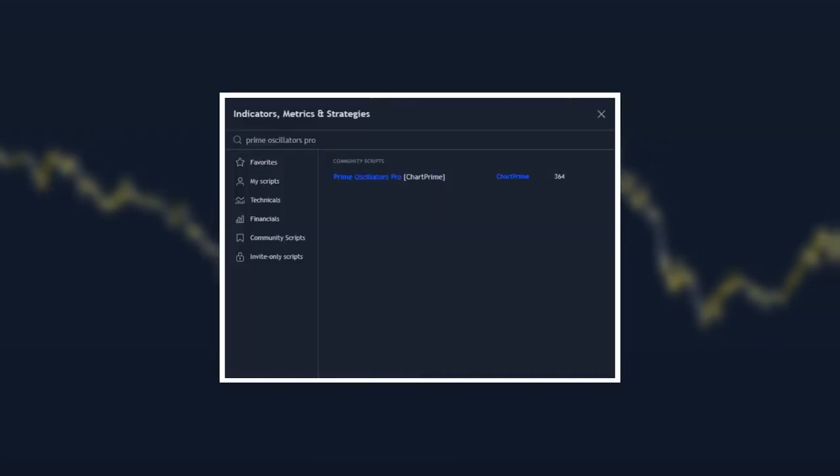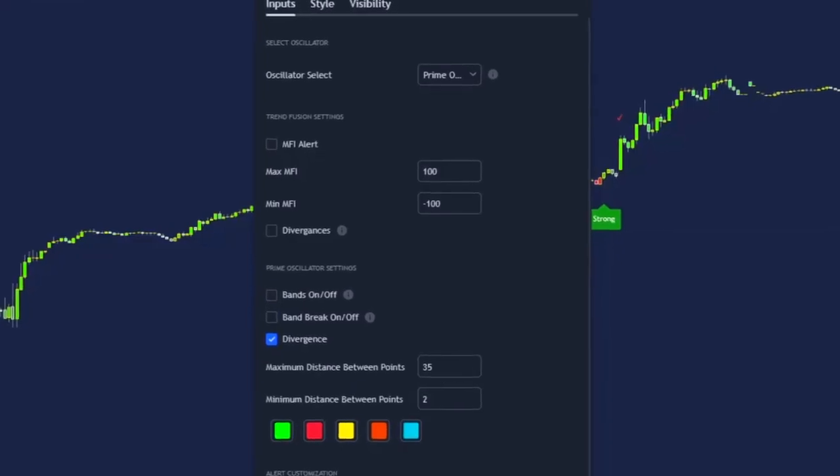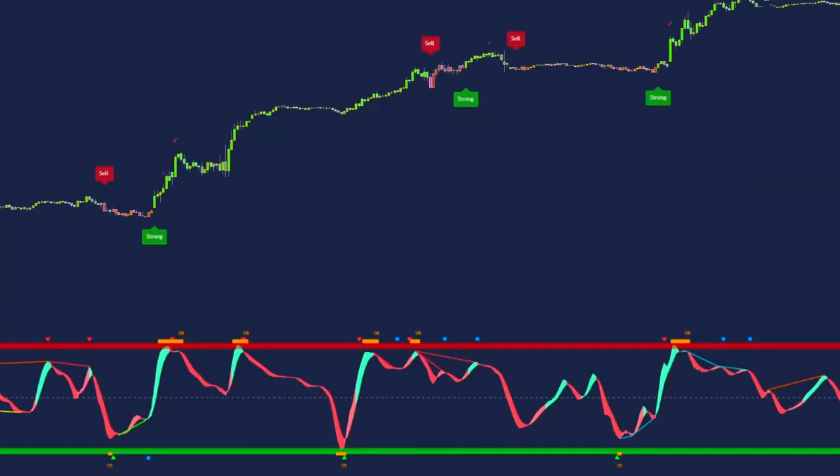And finally, the next indicator that we are going to add, which is the final indicator for the strategy, is called the Prime Oscillators Pro. And I've left this indicator as default. Okay, so now that both of these indicators have been added to your chart, it should look like this.